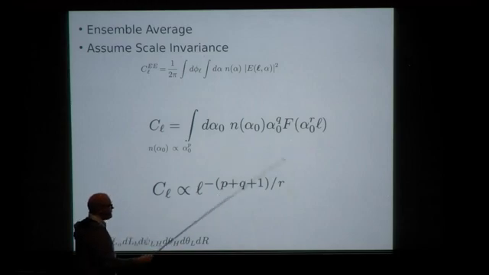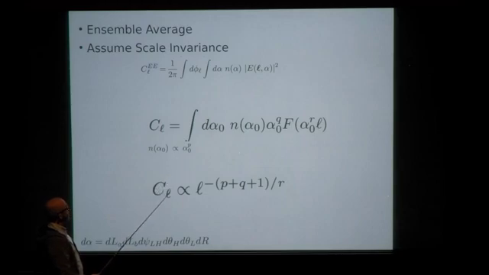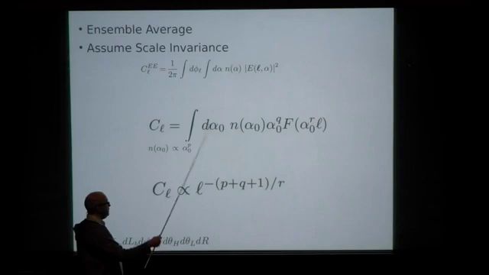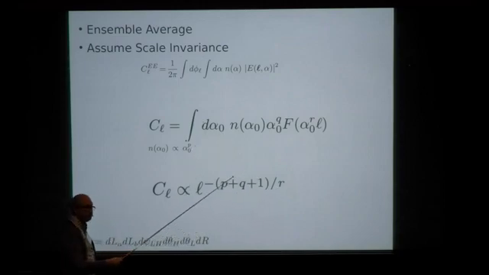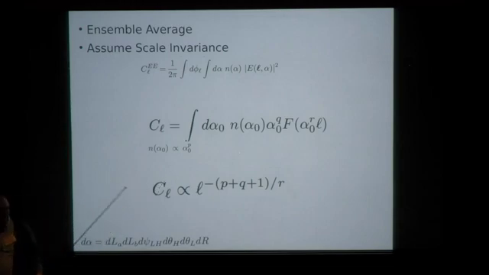And we can rewrite this scaling relation if we assume that the number of filaments with some alpha scales like alpha to the p, then my multipole scaling goes like L to the p plus q plus 1, and that over r. So this is just calculus for scale-free things. So what can I do with that? What's alpha? Alpha is all this stuff.